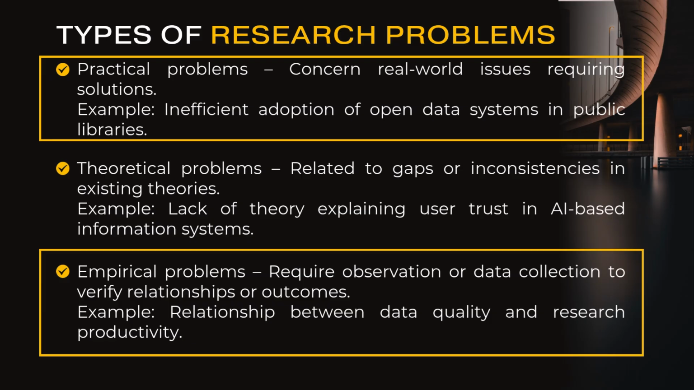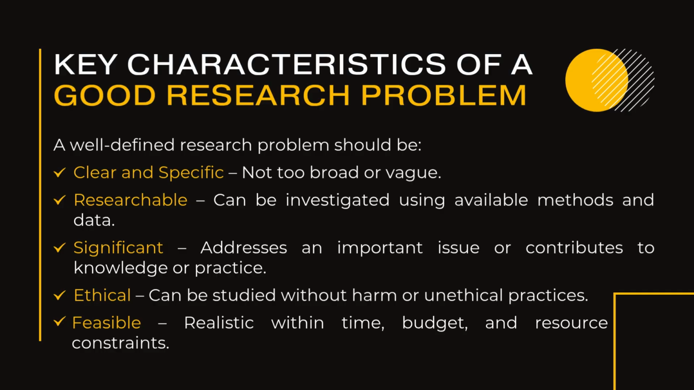The third type is an empirical problem, which needs data or observation to confirm relationships or outcomes. For instance, you might want to test whether data quality influences research productivity. Recognizing which type of problem you're addressing, practical, theoretical, or empirical, helps you decide your methods and the overall direction of your research. A strong research problem must have several key qualities that make it clear, focused, and achievable.